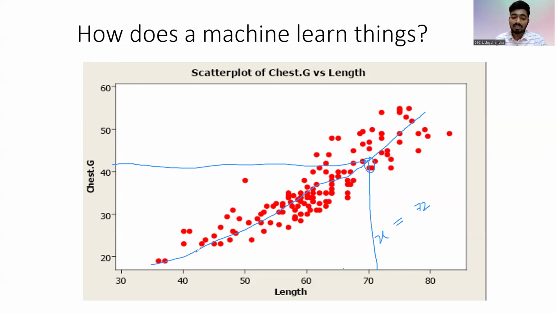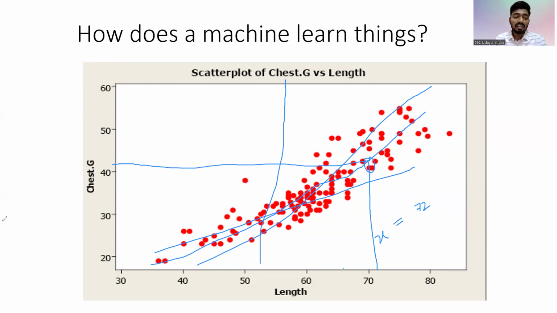But how many such lines are possible here? We can draw infinite lines, right? This is one line, and this is one line, or we can draw one more line like this. But we need to draw a line which is more efficient. So how can we find the more efficient line that can perfectly suit this entire data?